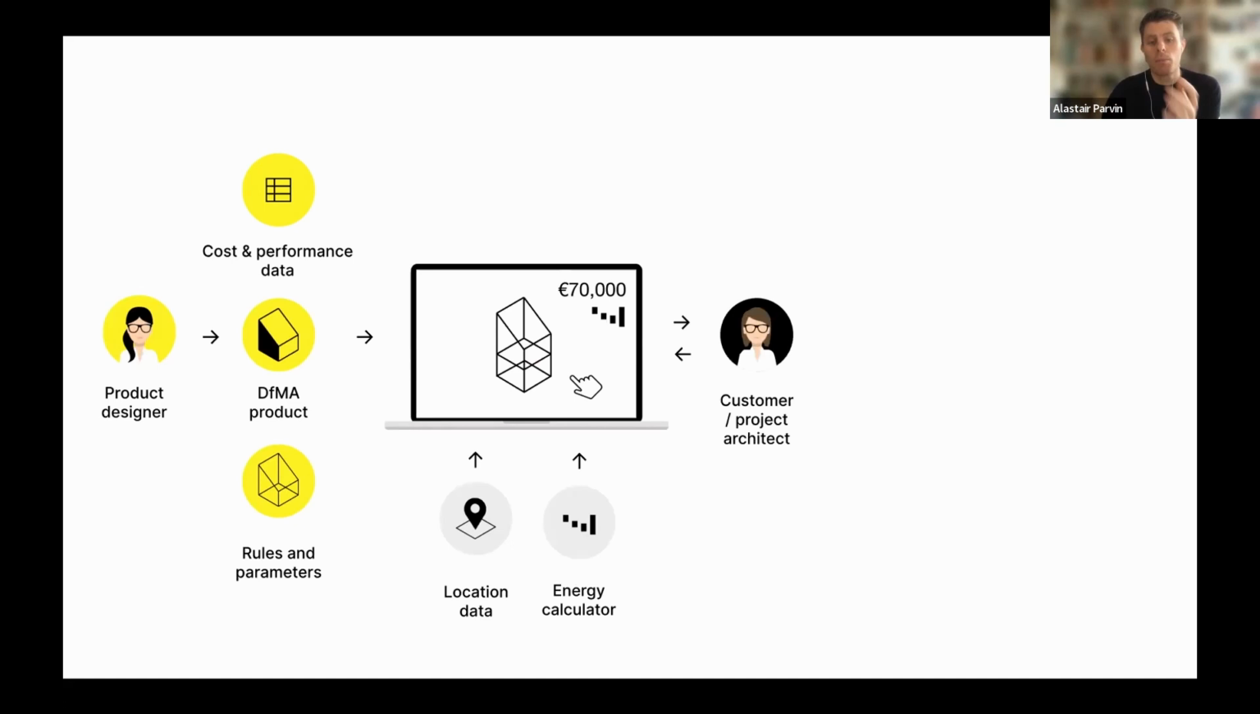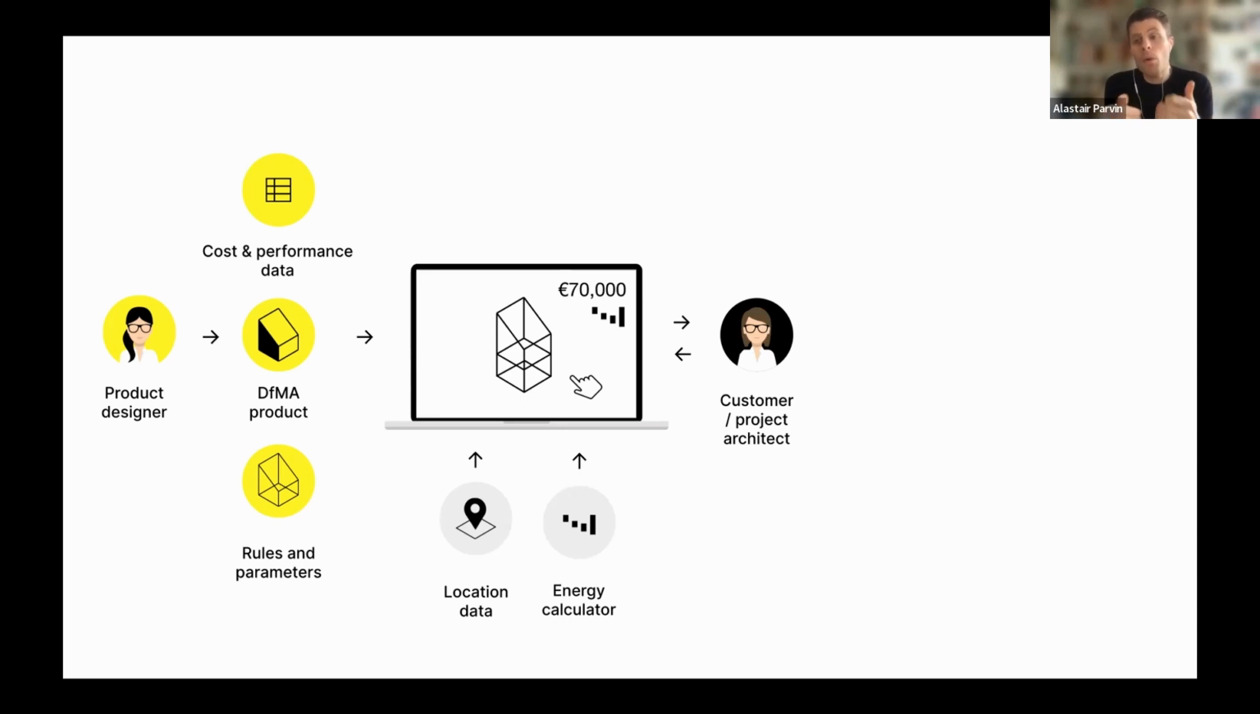But you can build in energy calculators, and you can use location data that we now know about the site. You can do all sorts of cool things with it, the possibilities are really endless. But let's start somewhere really basic.